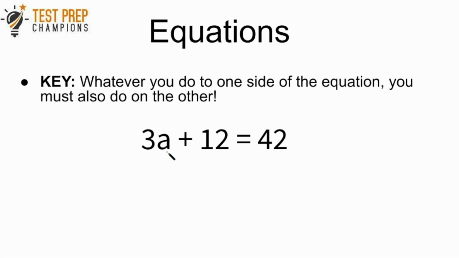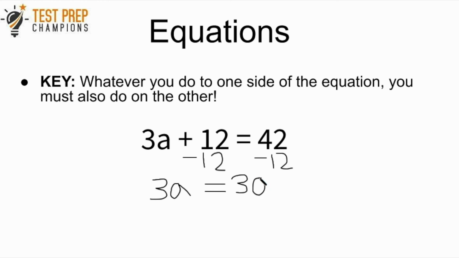So the very first thing we're going to do is clear out the 12. So it's 3a plus 12, all right? To get rid of the 12, it's plus 12, so we need to do the opposite operation, or the inverse operation, which is subtraction. So the first thing we would do is subtract 12 from both sides of the equation. And so if we rewrite this, and pardon my handwriting, we would have 3a equals 30. All right, so we've dealt with that 12.